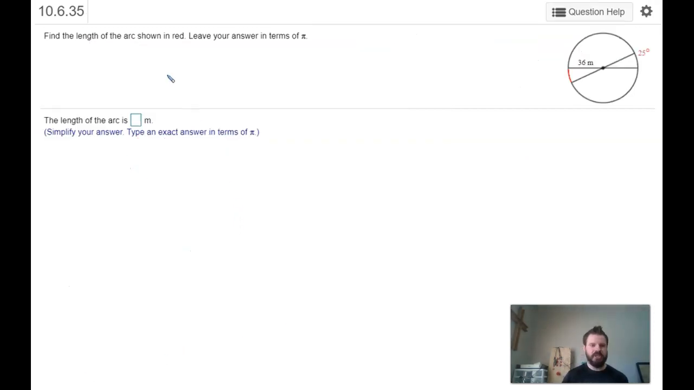Okay, last question, number 10. Find the length of the arc shown once again. Arc length is the measure of the arc divided by 360, times the circumference. And this time I'm going to write it in terms of the radius, because I have the radius in this problem instead of the diameter. So we can say times 2 times pi times r.